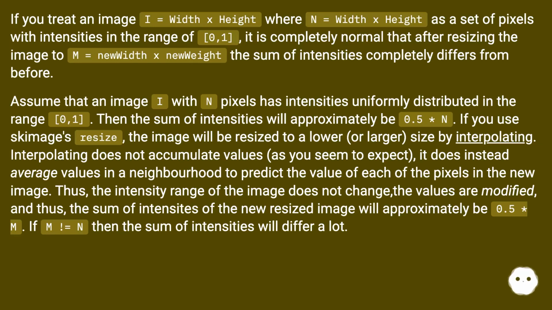If you use Skimage resize, the image will be resized to a lower or larger size by interpolating. Interpolating does not accumulate values, as you seem to expect; it instead averages values in a neighborhood to predict the value of each of the pixels in the new image. Thus, the intensity range of the image does not change, the values are modified, and the sum of intensities of the new resized image will approximately be 0.5m. If m is not equal to n, then the sum of intensities will differ a lot.